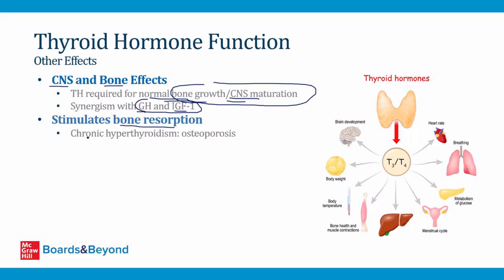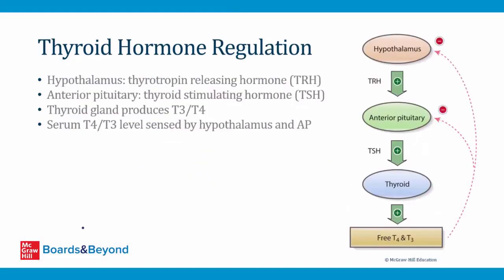Now, in adults, excess thyroid hormone will stimulate bone resorption. So when adults develop chronic hyperthyroidism, they tend to develop osteoporosis. That's because in this case, the thyroid hormone in an adult is not functioning towards bone growth, but it's breaking down bone, and that's what causes osteoporosis. The level of thyroid hormone that's found in the blood is maintained within a narrow range.